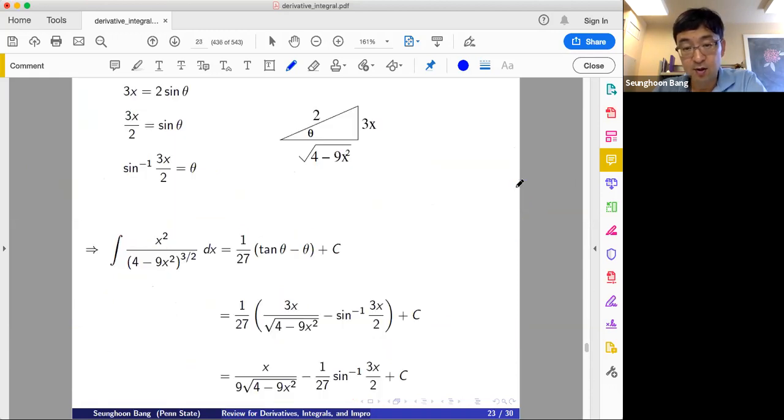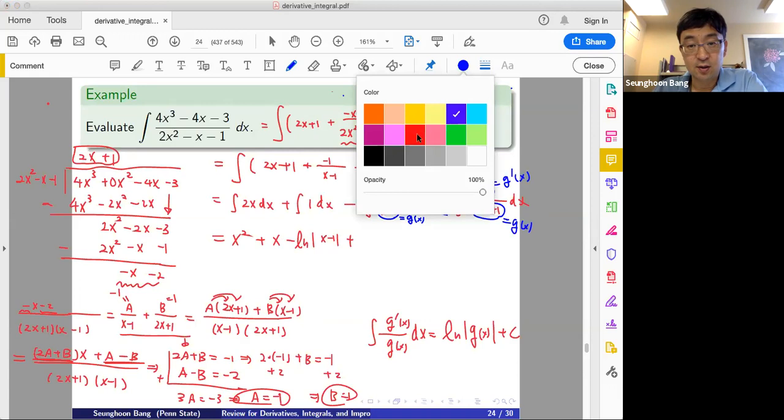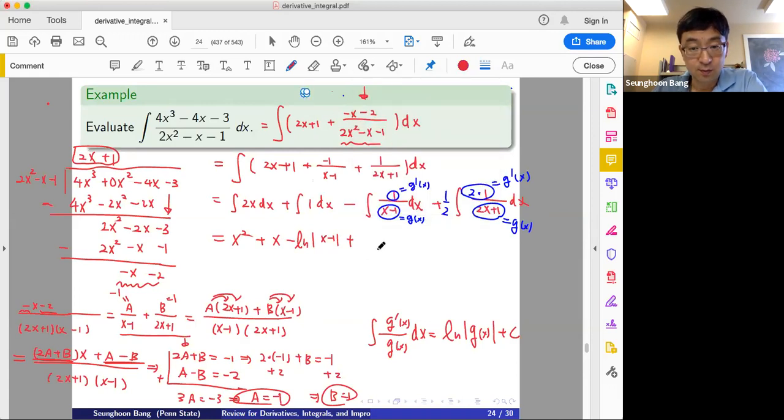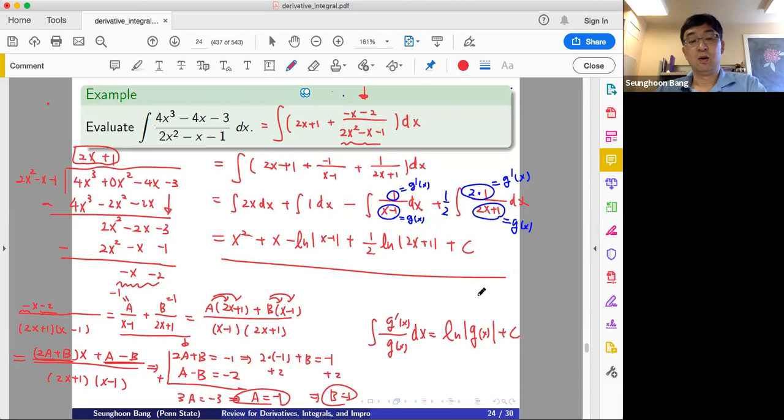So what's the answer? The answer here is 1 over 2 ln of the absolute value of 2x plus 1 plus c. So that's it. This is your final answer. Okay. So how can you solve this problem? You have to use long division and partial fractions. This is the whole idea for solving this problem.